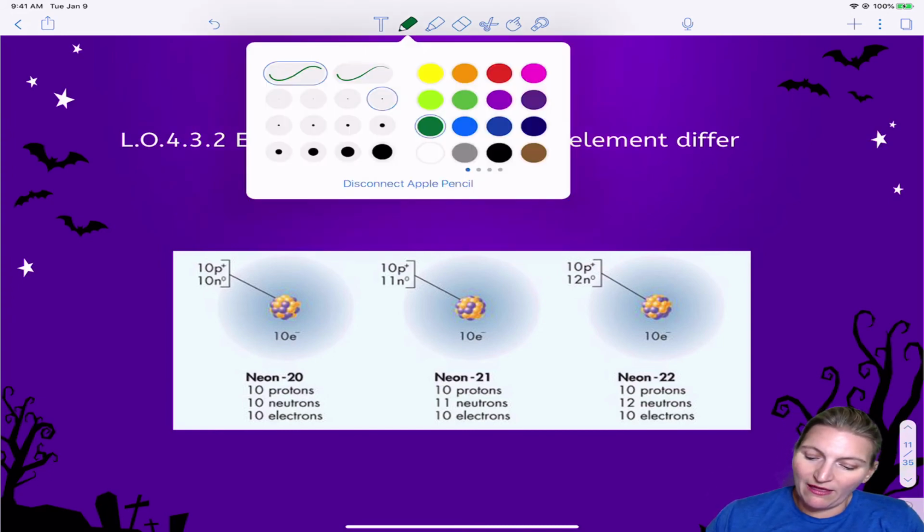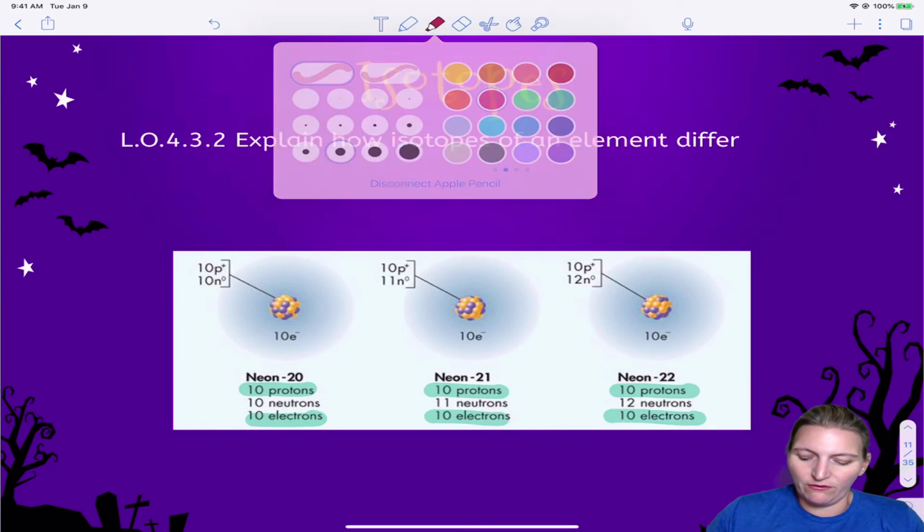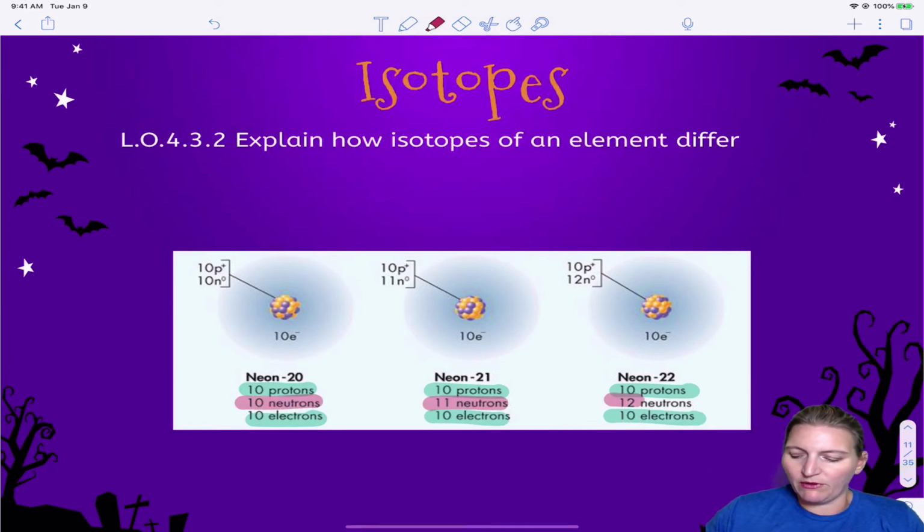So looking at the graphic that you have here, you can see these are three different isotopes of neon. They're all definitely the element neon because they all have 10 protons in the nucleus. And since they are atoms of neon, which means that they are electrically neutral, they have the same number of positive protons as negative electrons. But how they differ from each other is the number of neutrons.